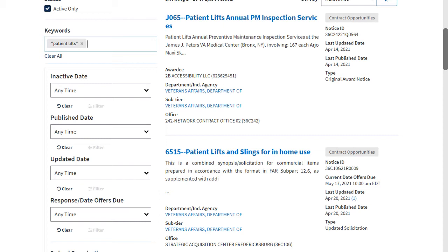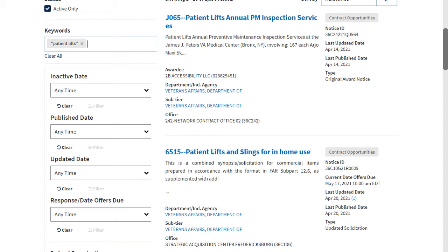Why do I think that's so important? Because what if I want to sell the government a lot of patient lists? All of the patient lists are not going to be right here under 6515. Even though this one was already awarded, it doesn't matter. It tells me I could be missing out on a lot of opportunities by just having 6515.